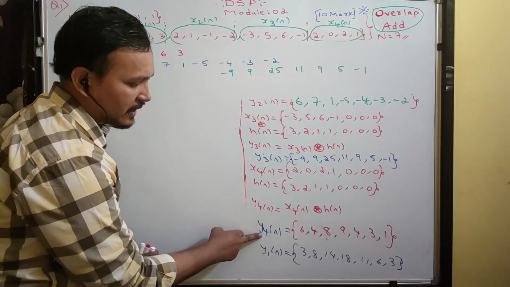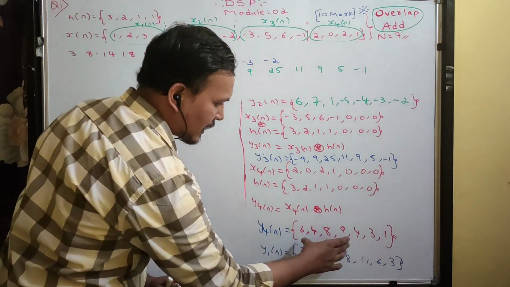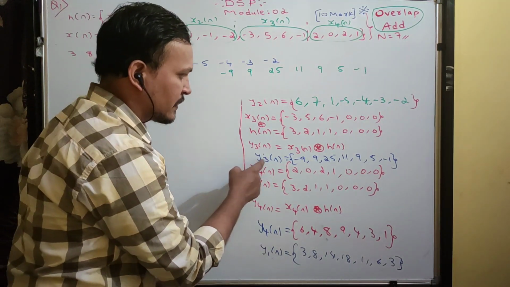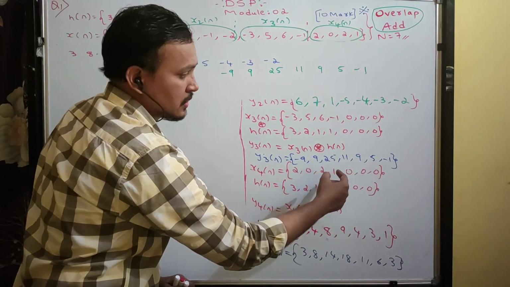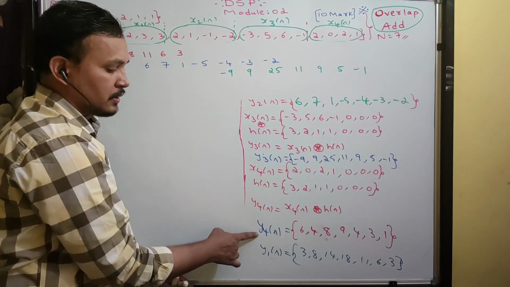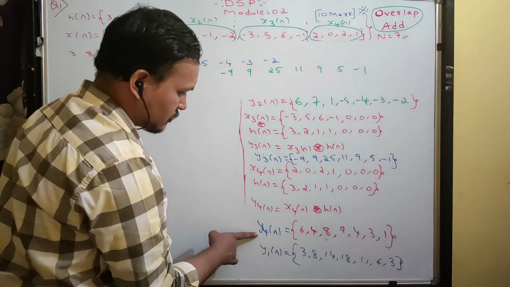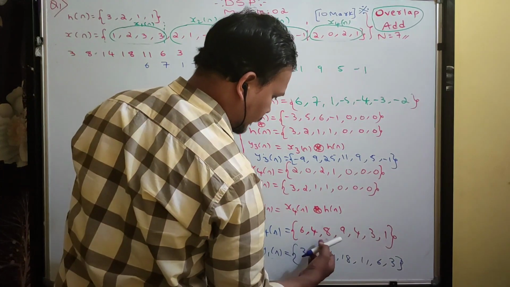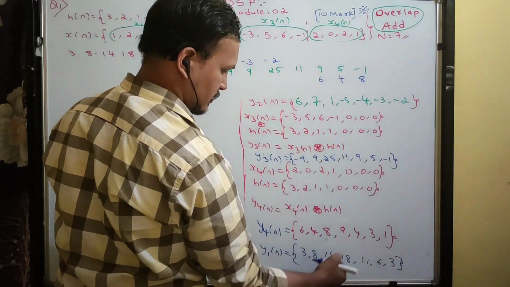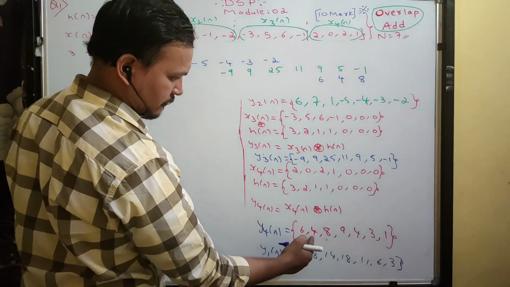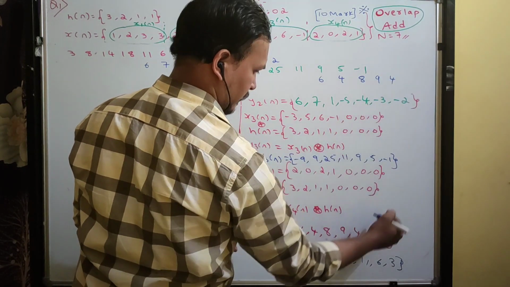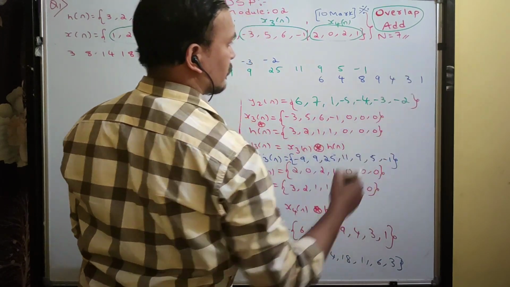Next is y4 of n. You should overlap this sequence with the previous output. What is the previous output? y3 of n. In y3 of n, the last m-1 samples, overlap with this output, y4 of n. So by overlapping, the last samples are 6, 4, 8. Next is 9, you write separately. 4, 3 and 1.